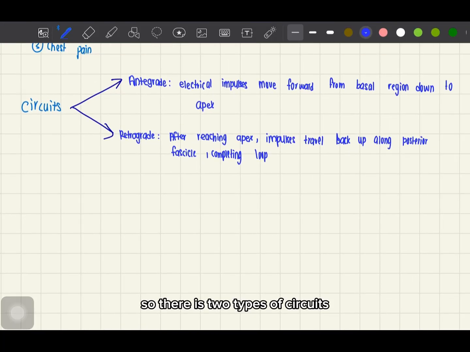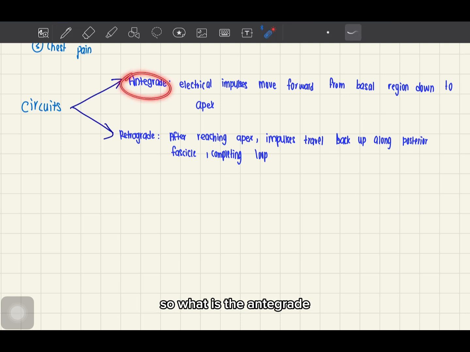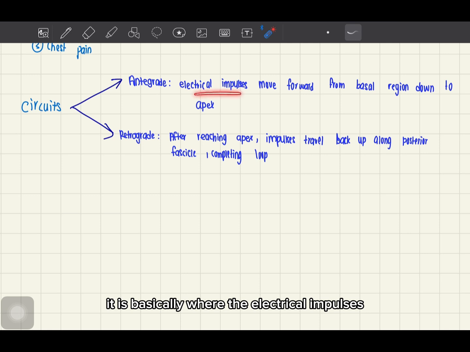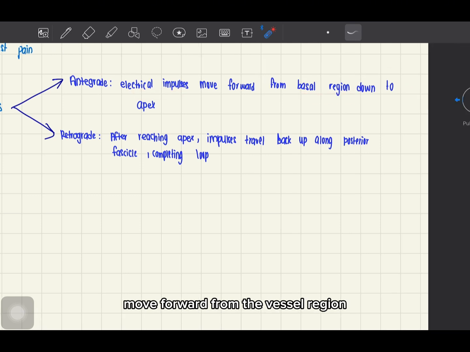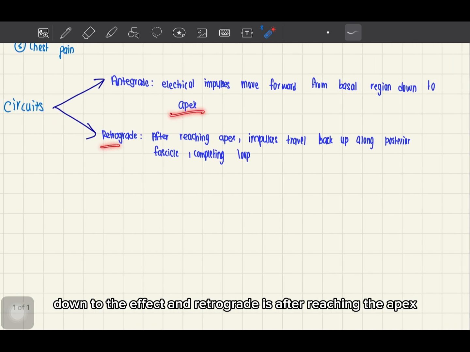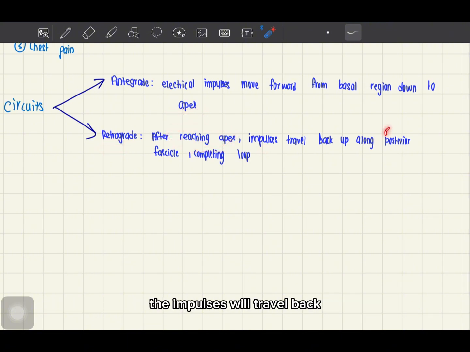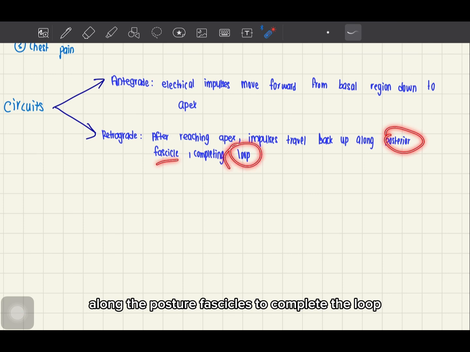So there are two types of circuits, which are the antegrade and retrograde. So what is the antegrade? It is basically where the electrical impulses move forward from the basal region down to the apex, and retrograde is after reaching the apex, the impulses will travel back along the posterior fascicle to complete the loop.